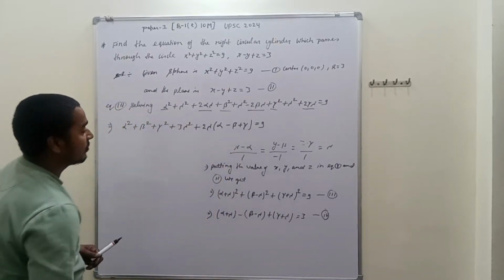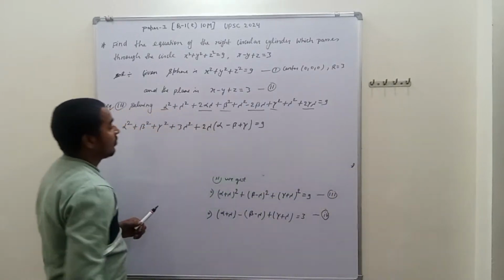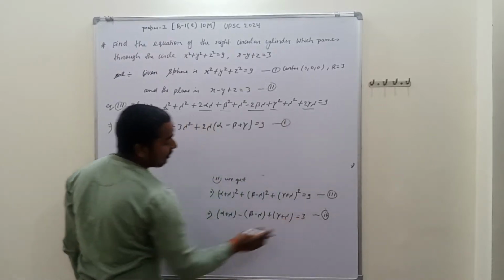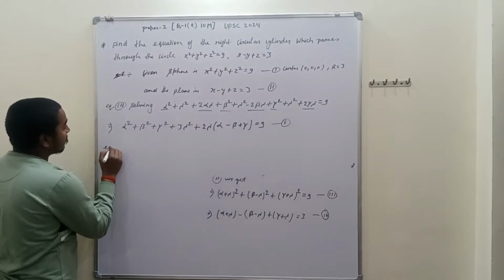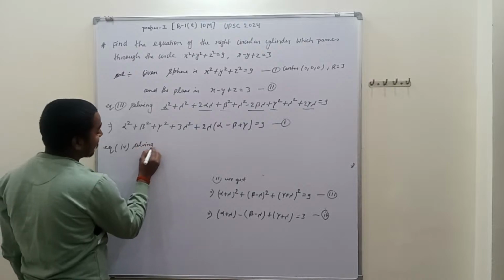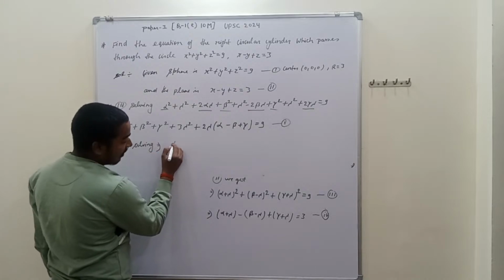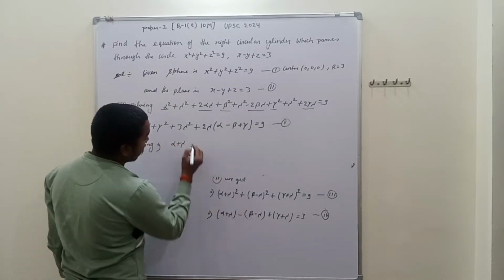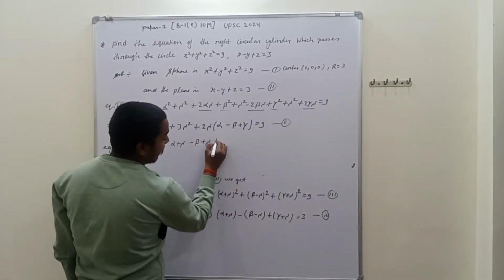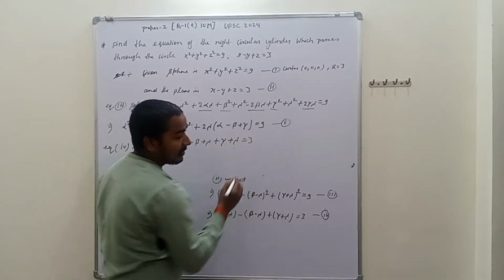Further we have to solve, we can write equation fifth. Further we have to solve equation fourth. Equation fourth solving, that is alpha plus lambda, minus beta plus lambda, and plus gamma plus lambda is equal to 3.